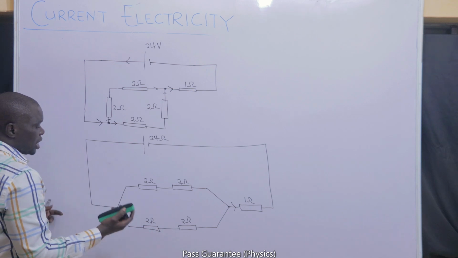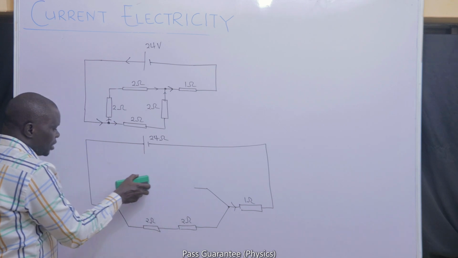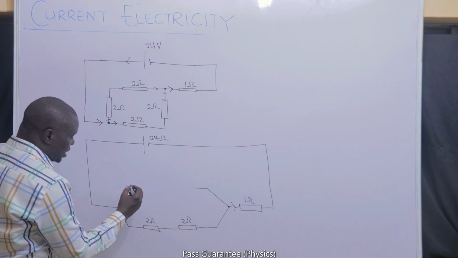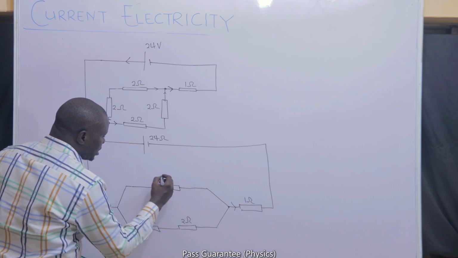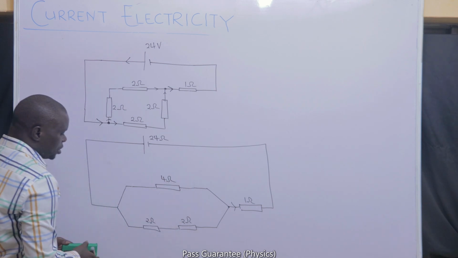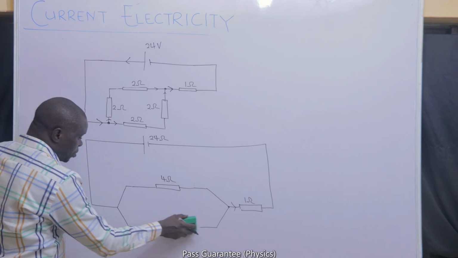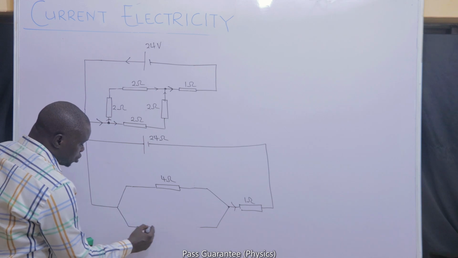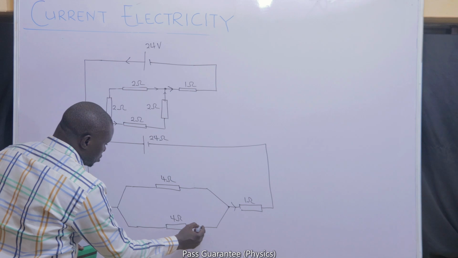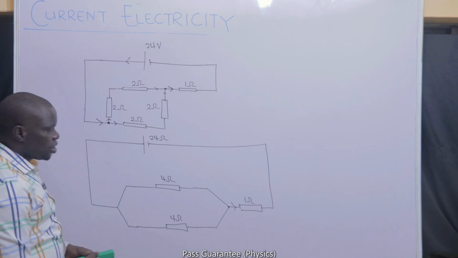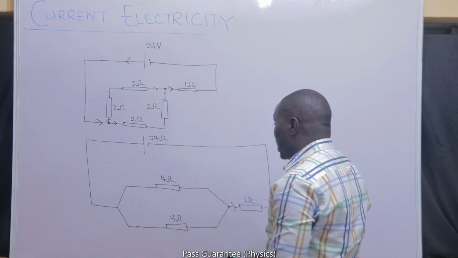What I want you to do is just add these two together because they are in series. Since they are on the same line, it becomes 4 ohms. I can add them because that is how we treat resistors in series. I'll do the same thing here. 2 ohms and 2 ohms in series should give us 4 ohms. So now the circuit is becoming easy to handle. We have 4 ohms and 4 ohms in parallel.